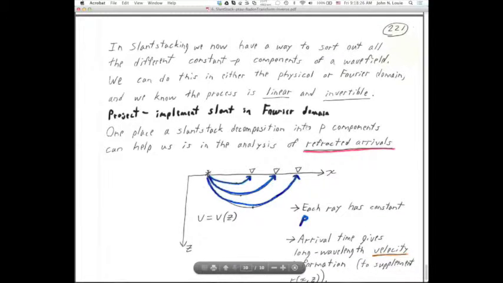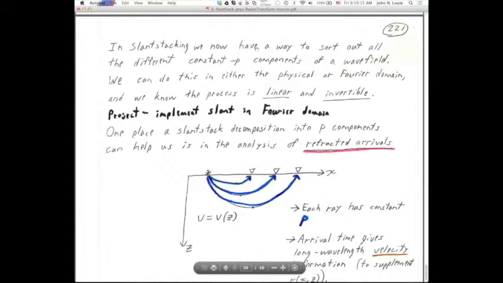Okay, what do we get out of slant stacking? We now have a way to sort out all the different constant p, constant slowness, constant apparent velocity components of a wave field. I just gave you three different terms for the constant ray components of a wave field. A pure plane wave is the only wave field that has absolutely constant p, constant slowness. Any real wave field you see is full of different plane waves in different directions and different frequencies, of course.